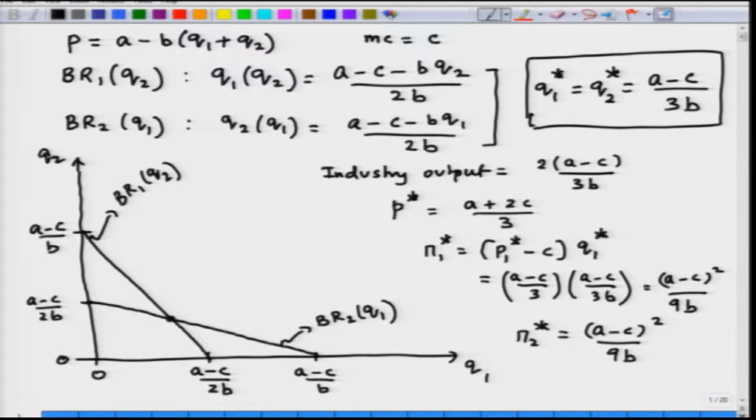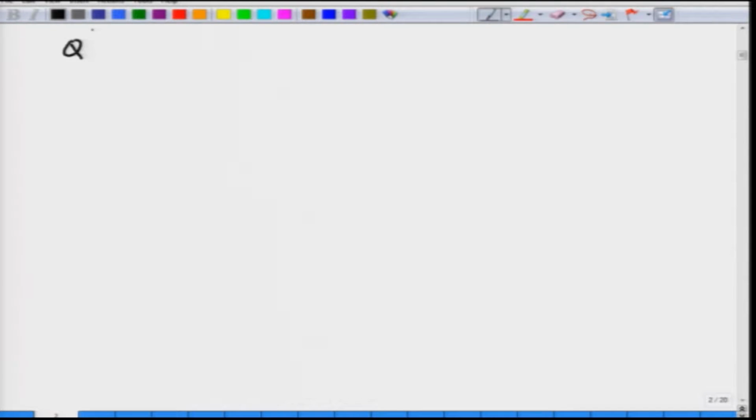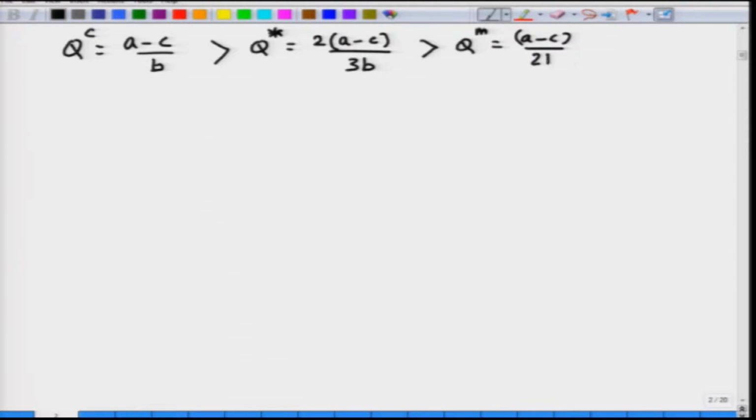Before we ask whether industry profits are maximized or not, let us look at how consumers perform in this Cournot market compared to the competitive market and the monopoly market, and how the producers perform. The competitive level of output, A minus C by B, is greater than the total industry output under Cournot, which we just computed as 2 times A minus C by 3B, and that is greater than the monopoly output, which is A minus C by 2B. That is obtained by a simple comparison of the total quantities produced in each of these markets.